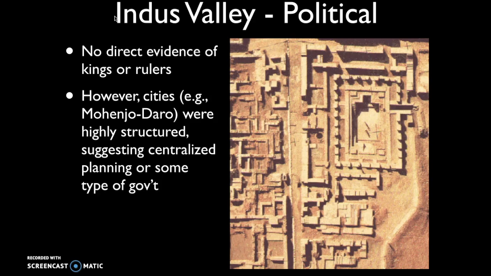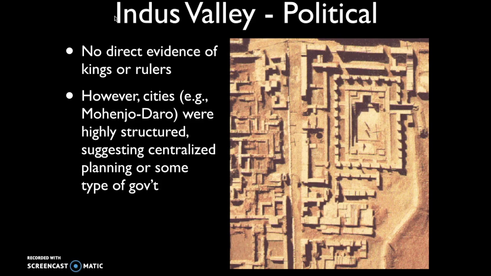But we can sort of identify that the Indus River Valley people most likely had some sort of centralized planning. And that's because the cities were highly structured. The streets were of uniform width. The streets all kind of formed at right angles to one another.